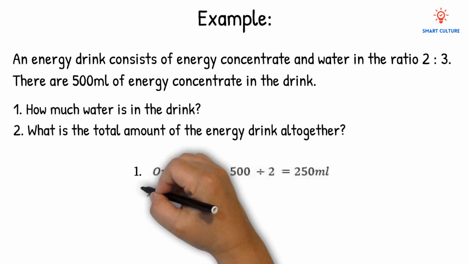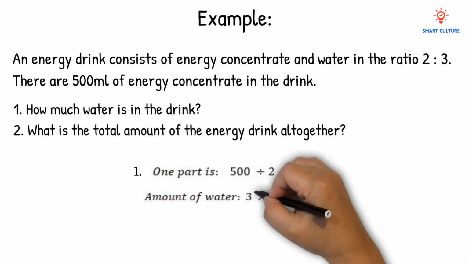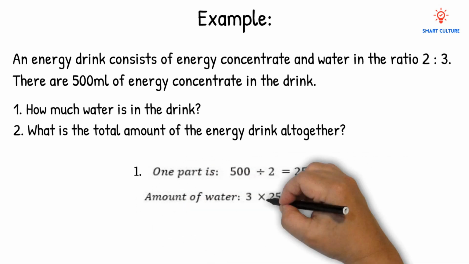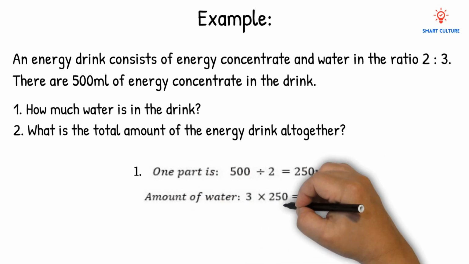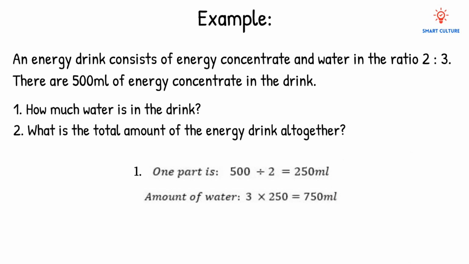So if we want to determine how much water is in the energy drink, we are going to say water is equal to 3 parts. So the amount of water will be 3 times 250 milliliters, which is 1 part, and that is equal to 750 milliliters of water in our energy drink.